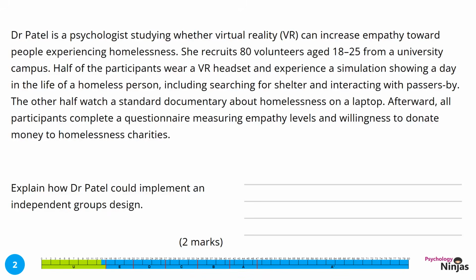2 marks. Here we've got the command word explain, which means we need a detailed description. We've also got how, which means we need to put ourselves in Dr. Patel's position and practically give steps about implementing. There's also some assumed psychological knowledge here in that we understand what independent groups or independent measures design is.